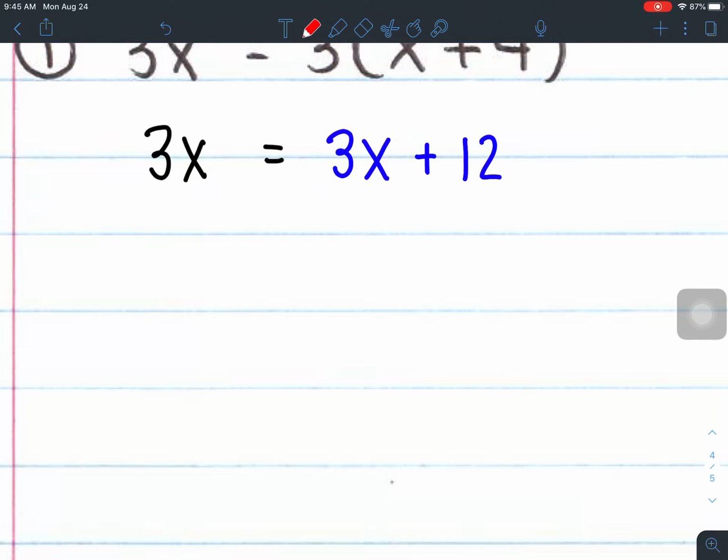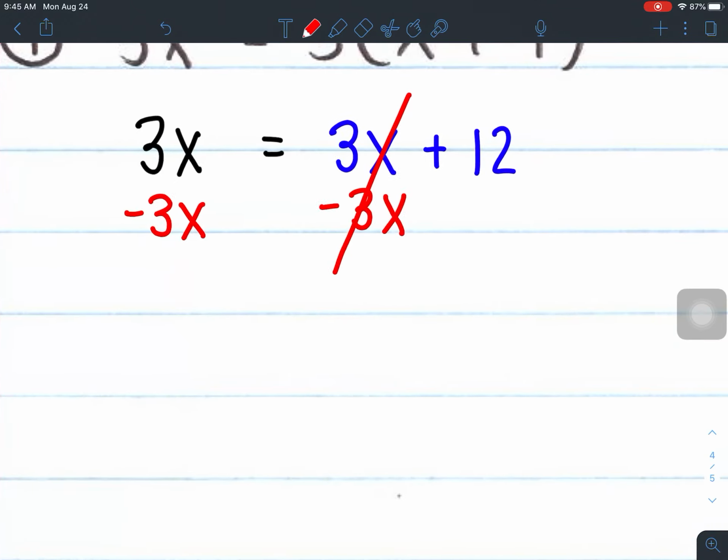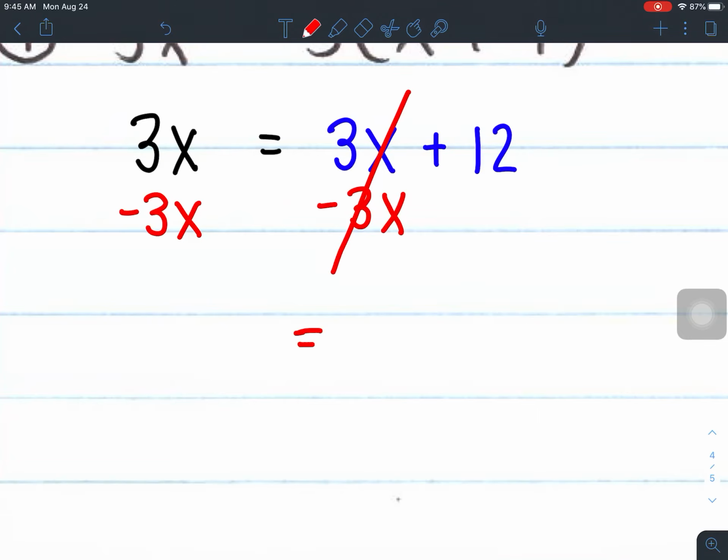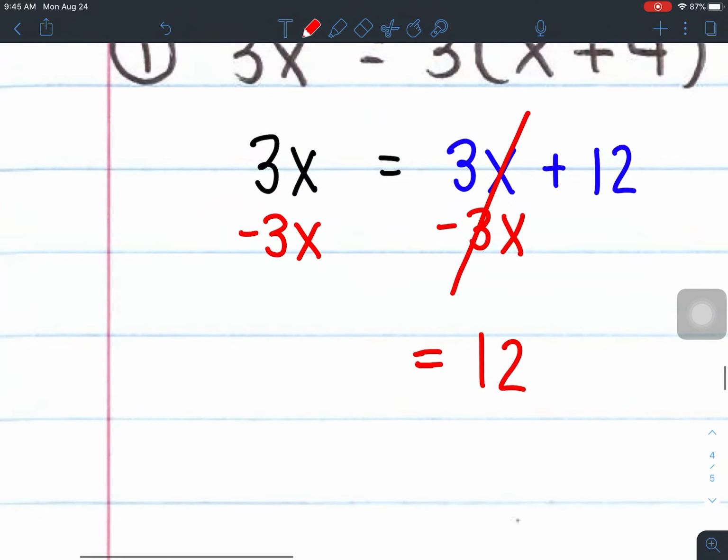But all right, so we have 3x, and I'm going to subtract 3x from that. I have a positive 3x. I'm going to subtract the entire thing, 3x. And I'm going to subtract it from the other side as well because you have to keep it balanced. So 3x minus 3x becomes 0. Okay, so what do I have left on that right side? Well, on this right side, I just have positive 12 left.